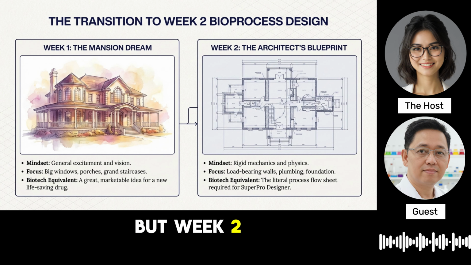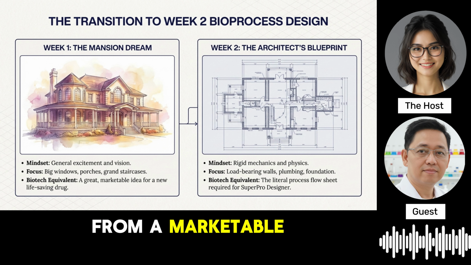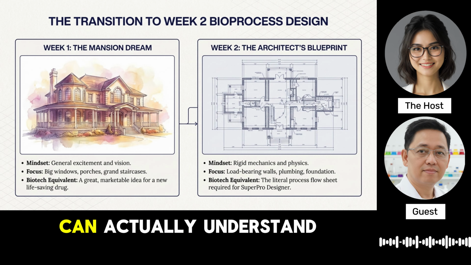But week two is when the architect sits you down and forces you to draw the actual blueprints. You have to decide where the load-bearing walls go, how the plumbing connects, and whether the foundation can actually support the weight. That is a brilliant way to look at it. Week two is the critical bridge. It takes you from a marketable bioproduct idea to drawing a literal process flow sheet that a computer program, specifically SuperPro Designer, can actually understand.